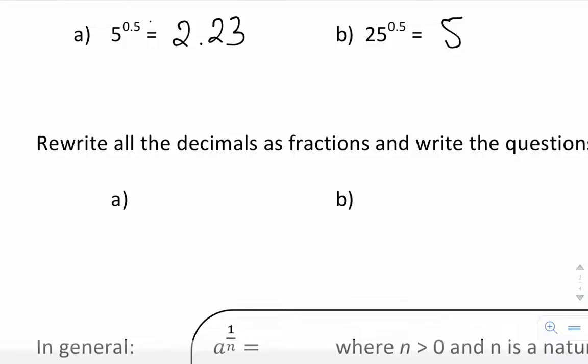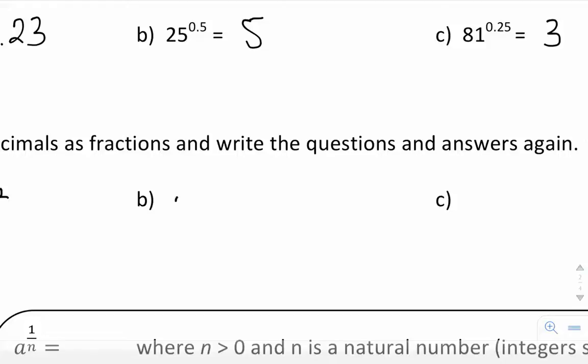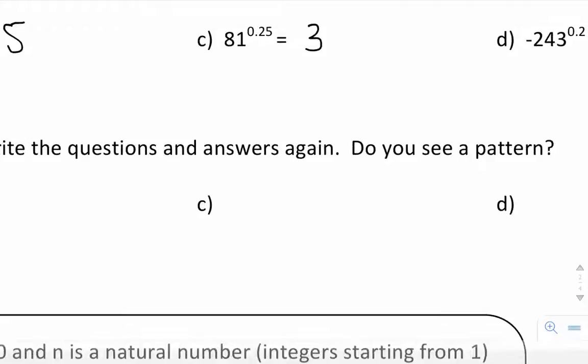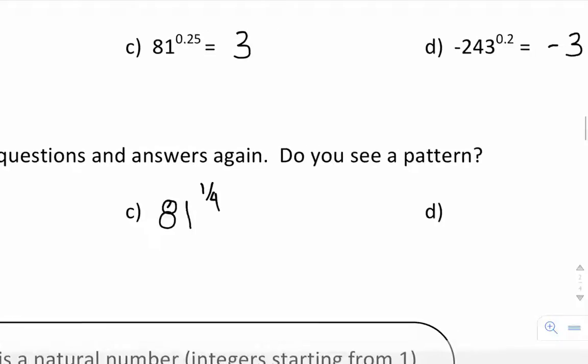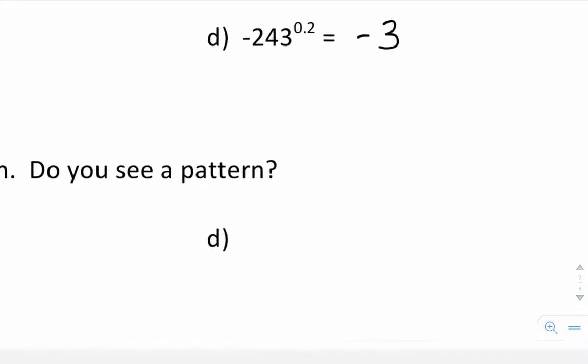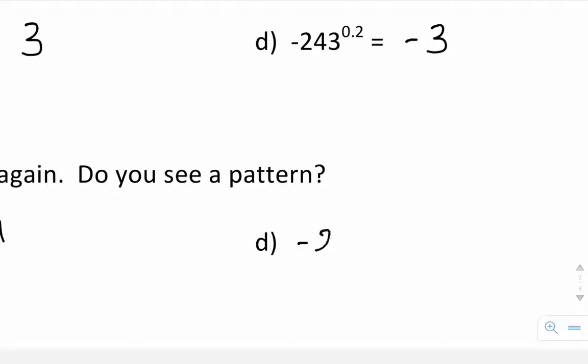So what they mean is, well, 5 to the 0.5 is the same as 5 to the power of 1/2. 25 to the 0.5 is the same as 25 to the exponent 1/2. 81 to the 0.25 is the same as 81 to the exponent 1 over 4. And negative 243 to the 0.2 is the same as negative 243 to the 1 over 5.